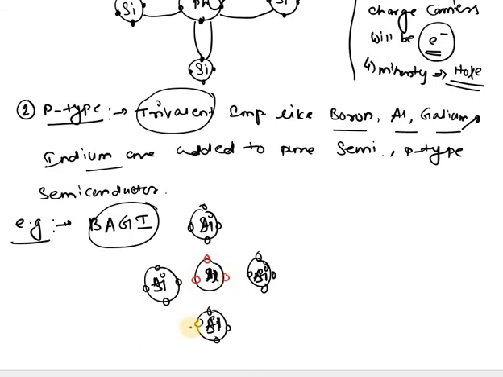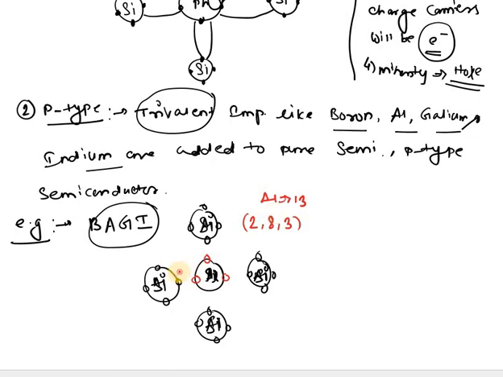Now maybe you have a question, sir, how will you predict that it has 3 electrons? So remember, aluminium has atomic number 13. So we have first orbit 2 electrons, second orbit 8 electrons, and in the third orbit 3 electrons. 2 plus 8, 8 plus 3, 13. In the previous video we explained how to write the electronic configuration, so you can watch that video and it will be clear.